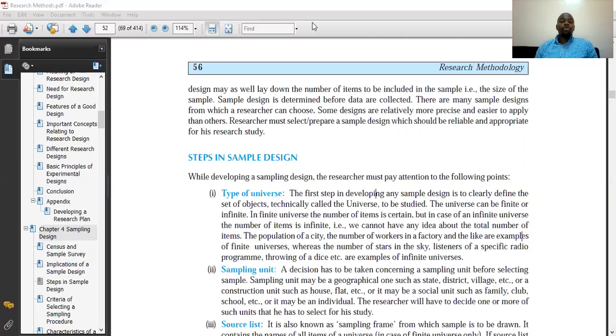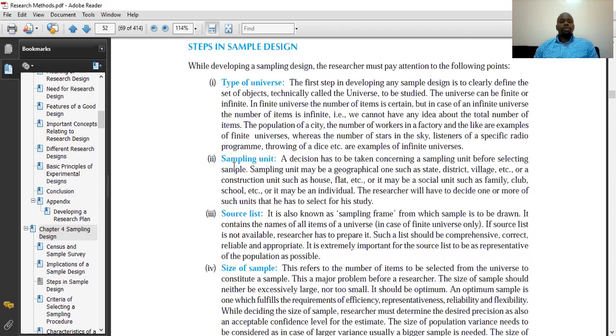But the universe itself, the population, is what? The rivers. You cannot measure. That's an infinite universe. Are we together? So the universe is basically the population which contains the samples, the potential samples. Okay. Then what is the sampling unit?